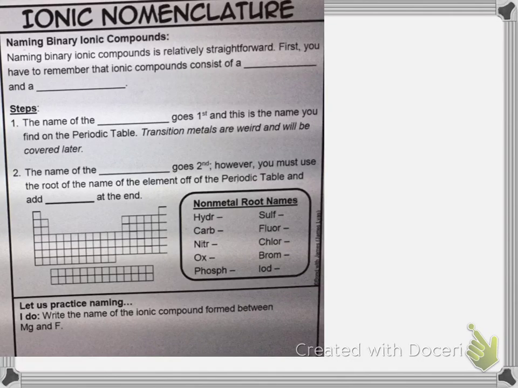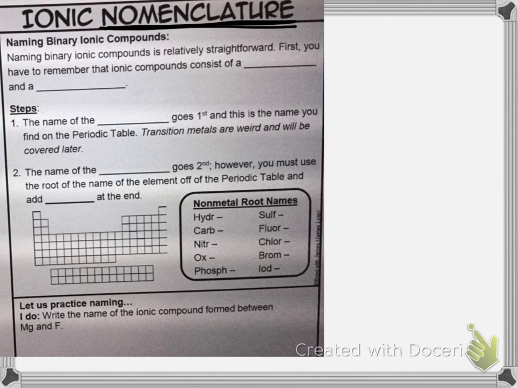Ionic nomenclature. The word nomenclature means name. So we're talking about naming ionic compounds. Naming binary ionic compounds, and binary, the prefix bi means two. So these are ionic compounds that contain two elements. Naming binary ionic compounds is relatively straightforward.